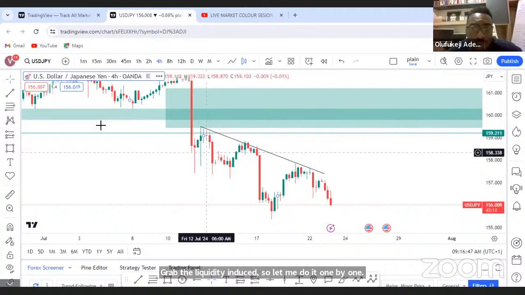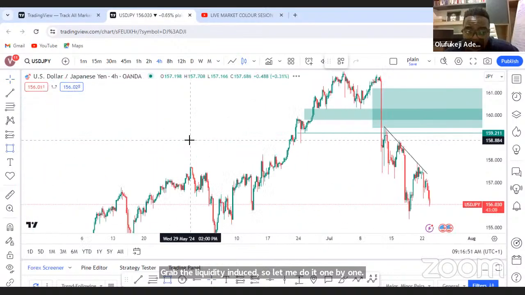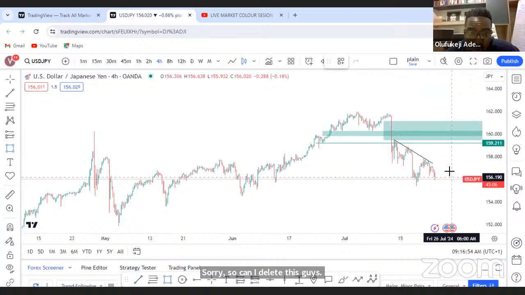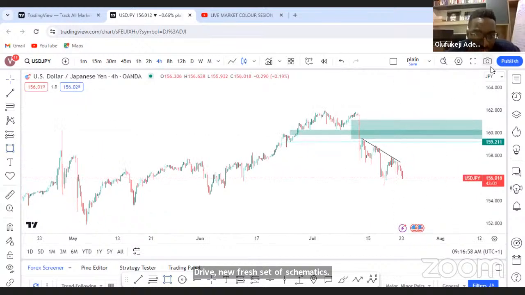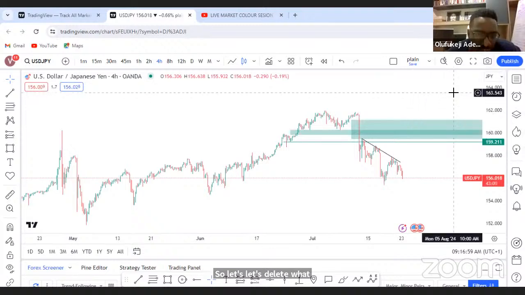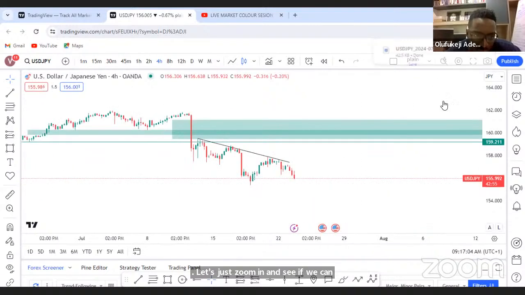Can I delete this, guys? Can I delete this one and draw a new fresh set of schematics? So let's delete... Okay, no, don't delete it. Let's just zoom in and see if we can draw. It shouldn't confuse people. They should be able to tell the difference. Let's zoom in. All right.